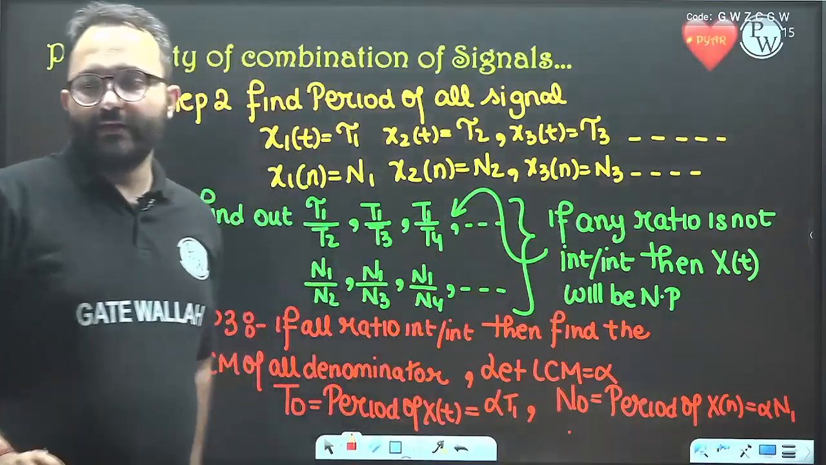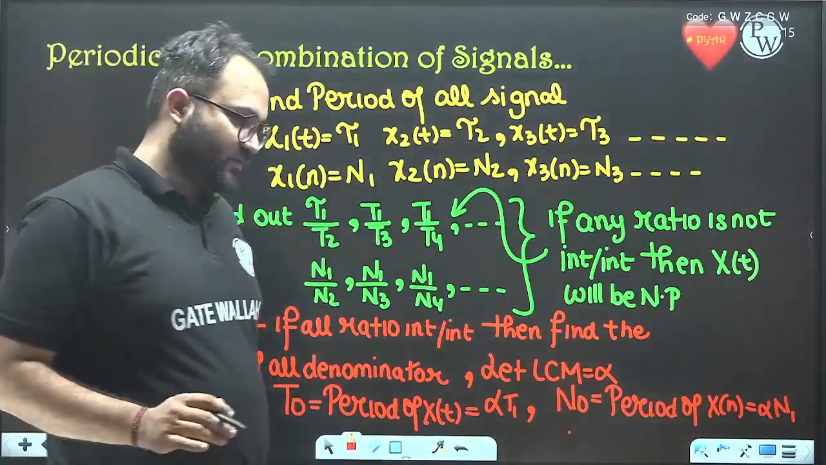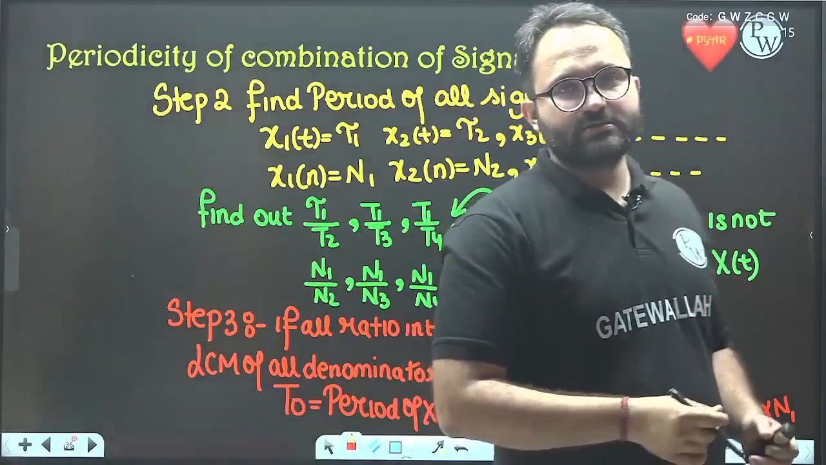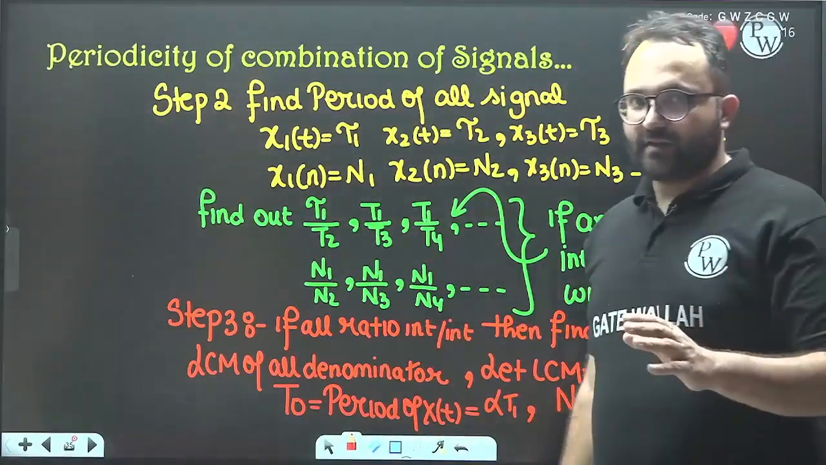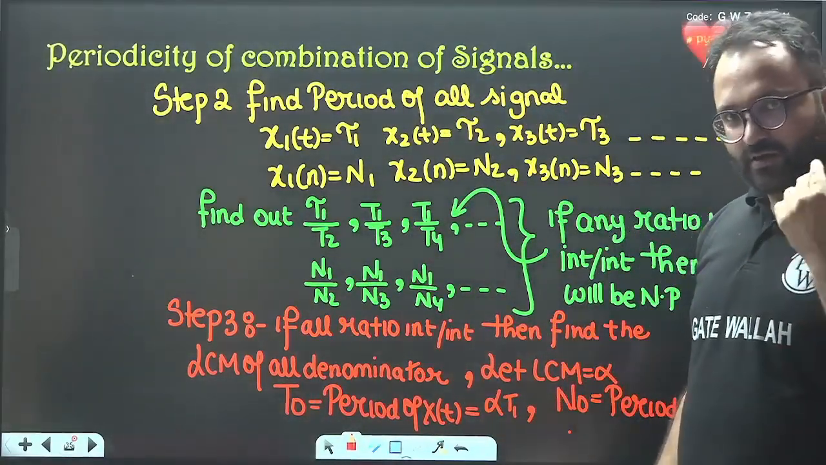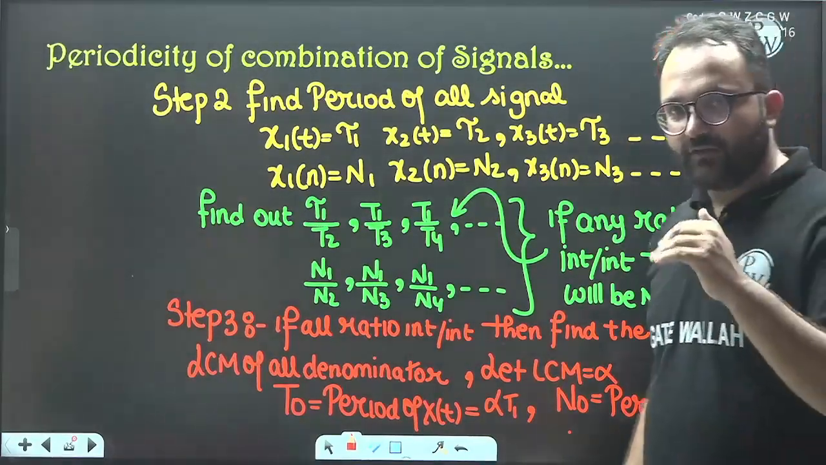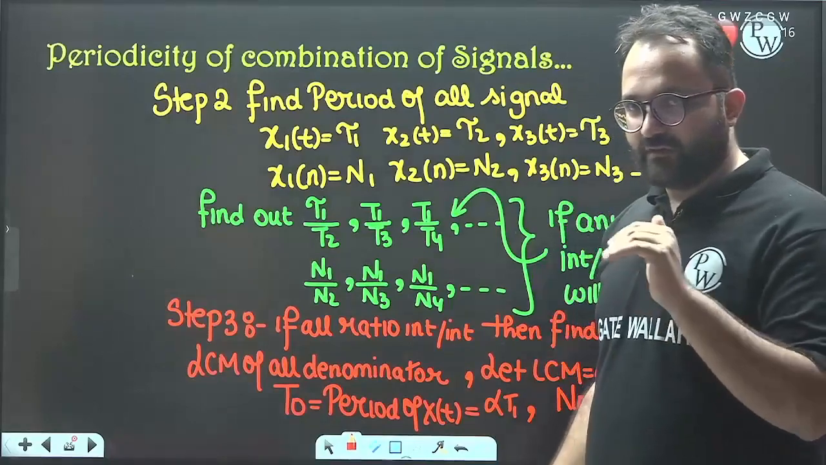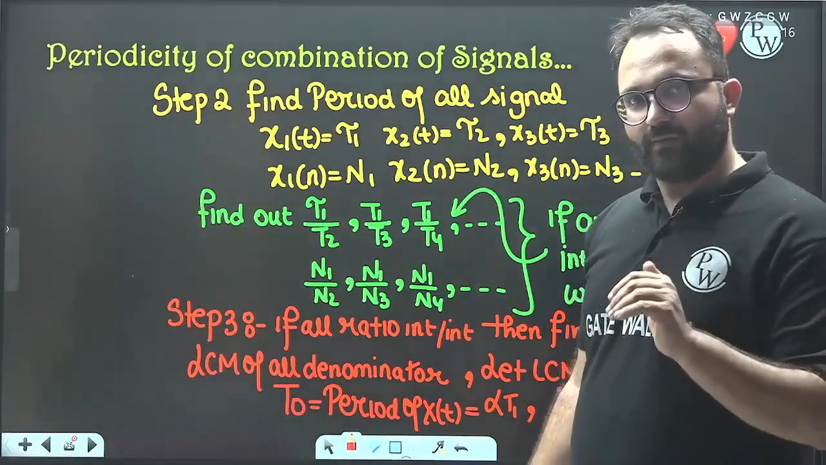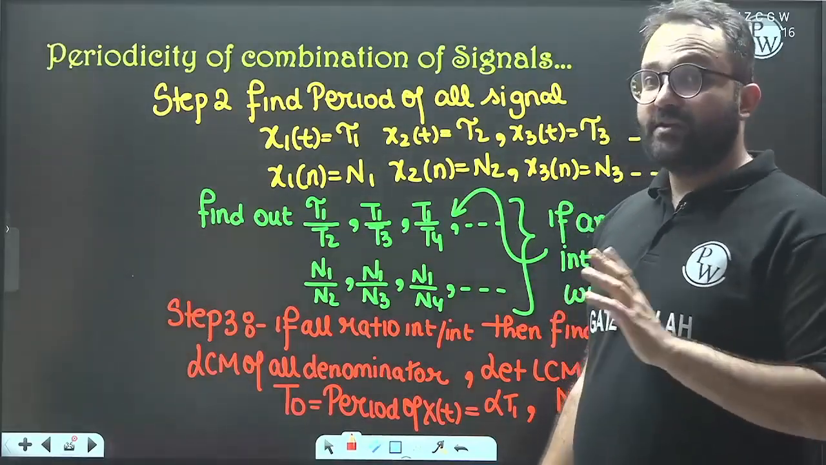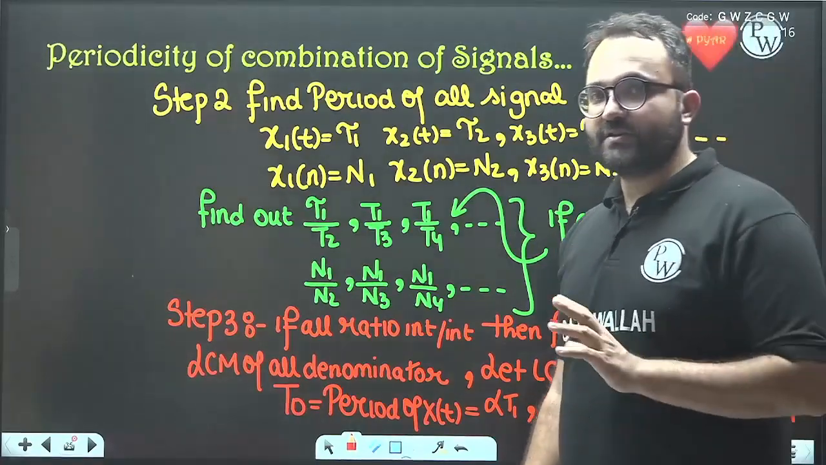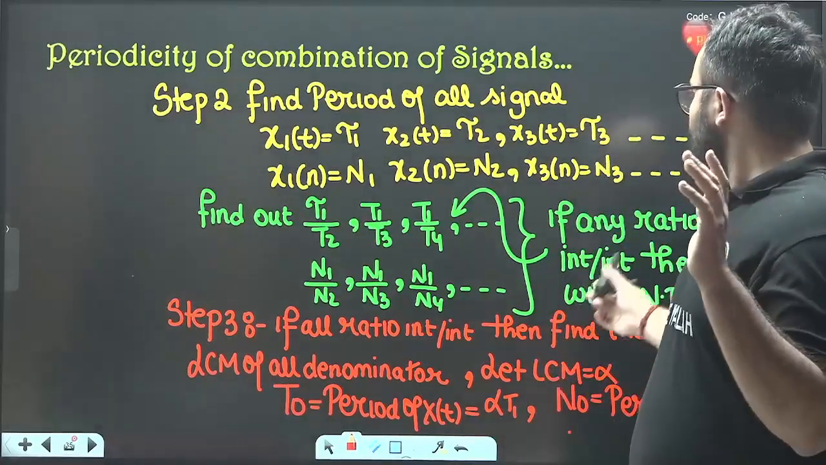Okay, great. So this is the whole method. Just recall all the steps. Step number 1 is find out the period of the signal. If any one is non-periodic, the whole signal is non-periodic. Step 2, find out the ratios T1 upon T2, T1 upon T3, T1 upon T4, N1 upon N2, N1 upon N3, N1 upon N4. If any of the ratio is not integer upon integer, then the complete signal is non-periodic.